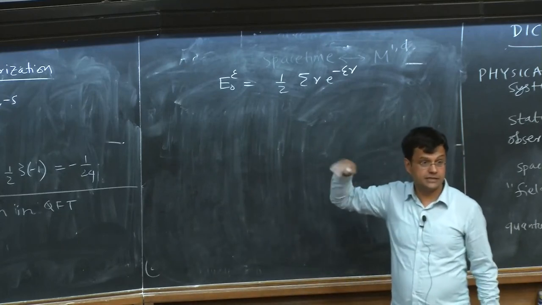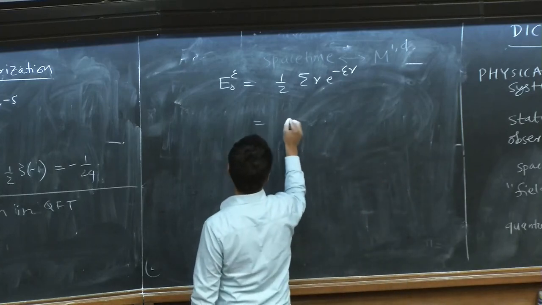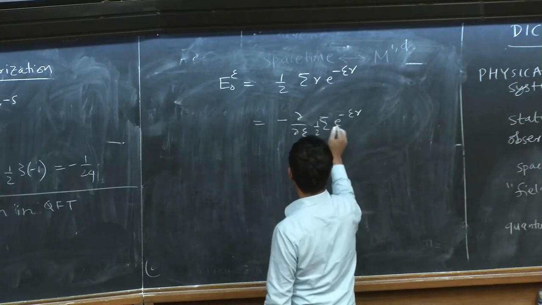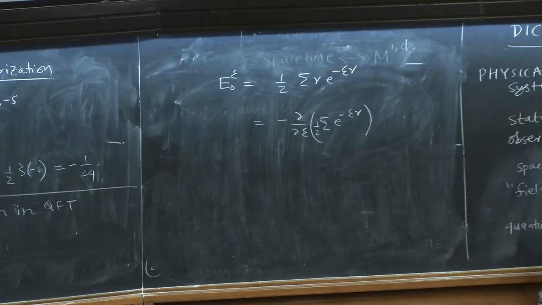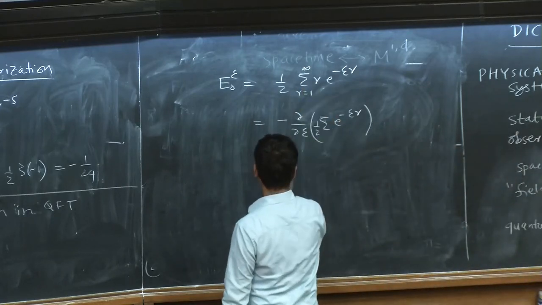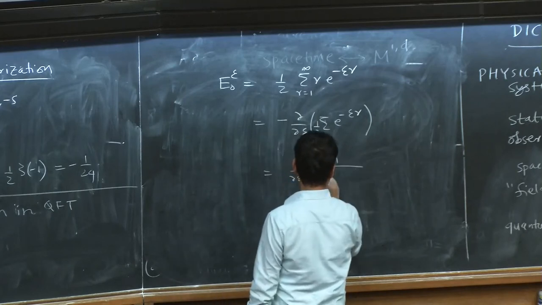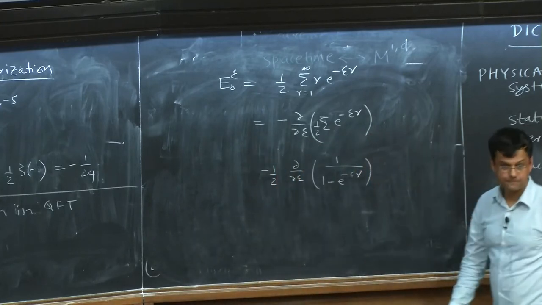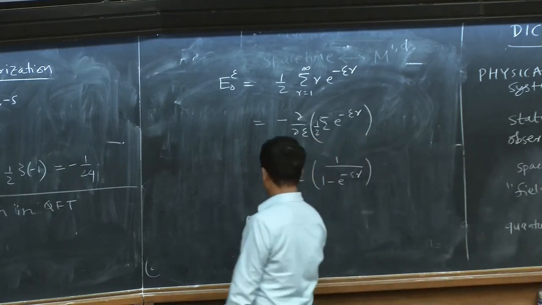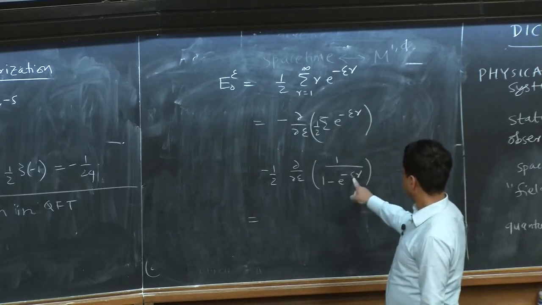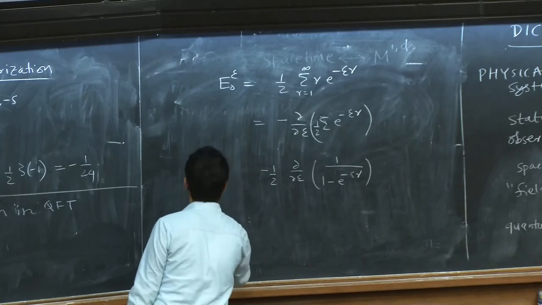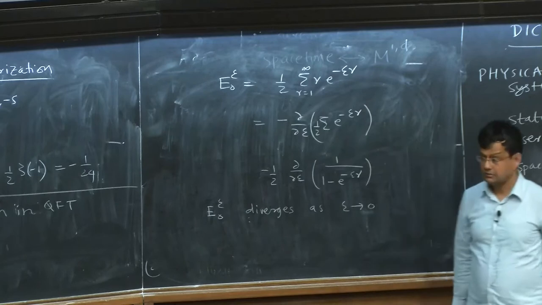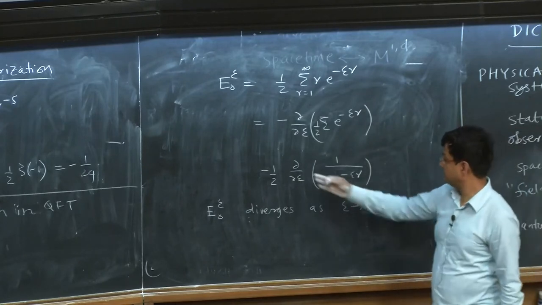So what this is doing is that it is really cutting off, and this you can do very explicitly. And clearly, as epsilon goes to zero, because there is a pole here. As epsilon goes to zero, in fact, when you take a derivative, there will be a double pole.